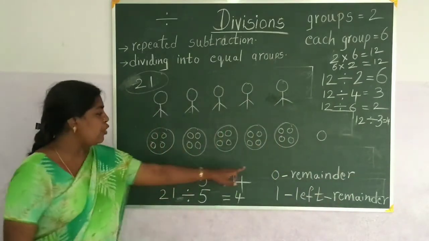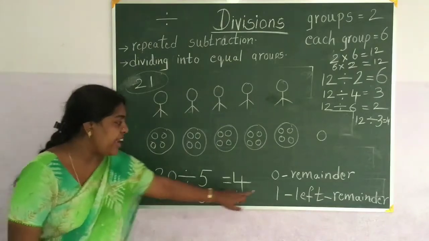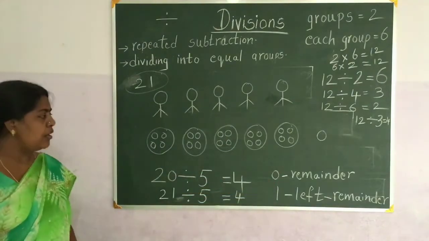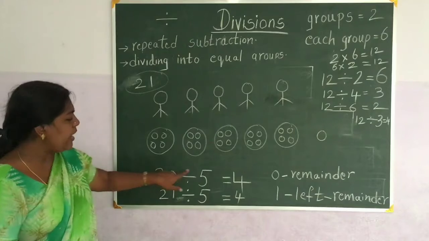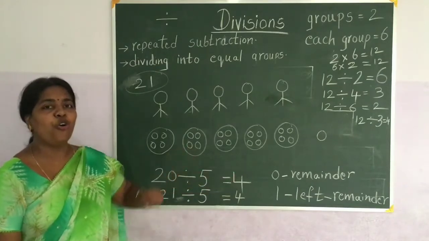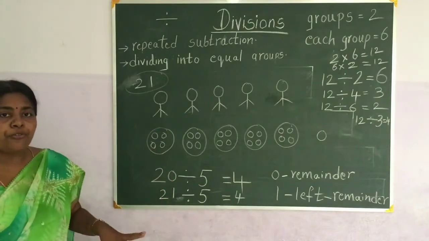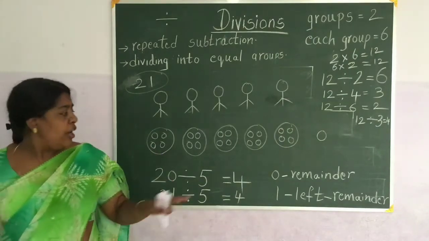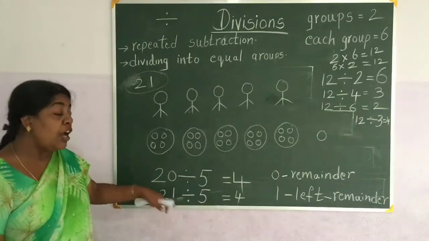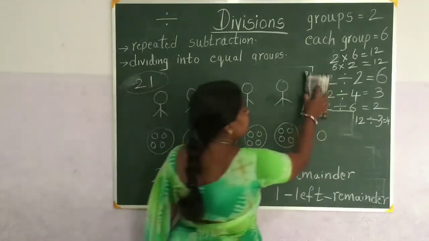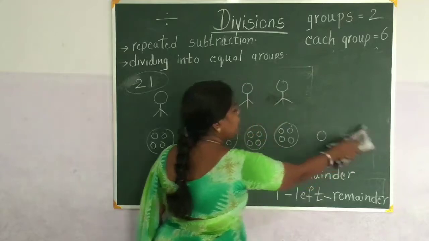So in this case 0 is remainder and in this case 1 is remainder. So then what about 25 and 4? So you can do this in the form of division. So this is also division, but you can do it in this way. How can you do it?